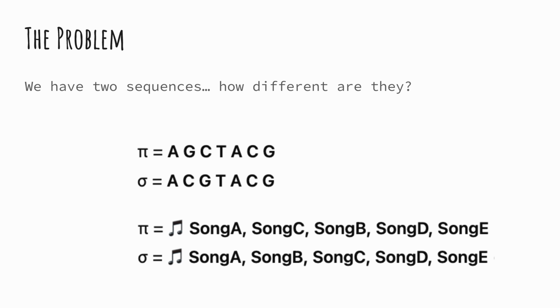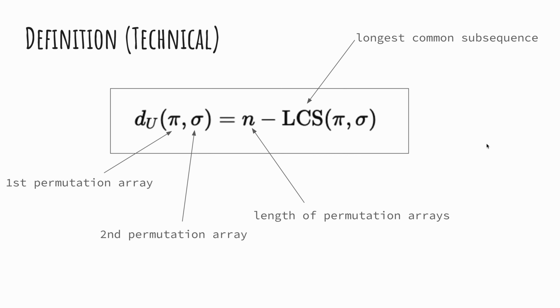How different are they? You could have two DNA sequences, as we see here, that might be scrambled. You could have two different playlists that might be scrambled. So how can we measure this? Let's get to the technical definition of an Ulam distance.